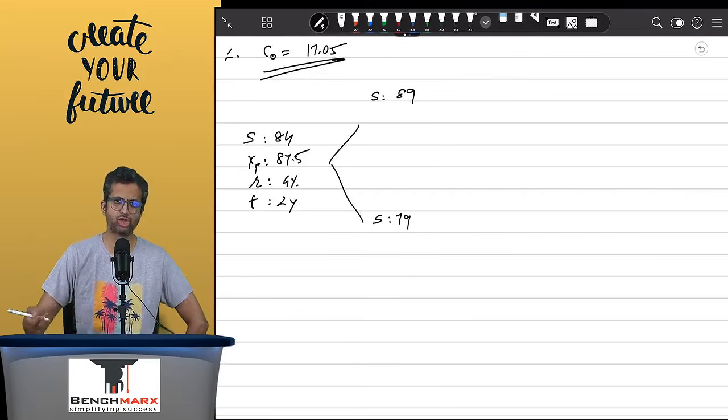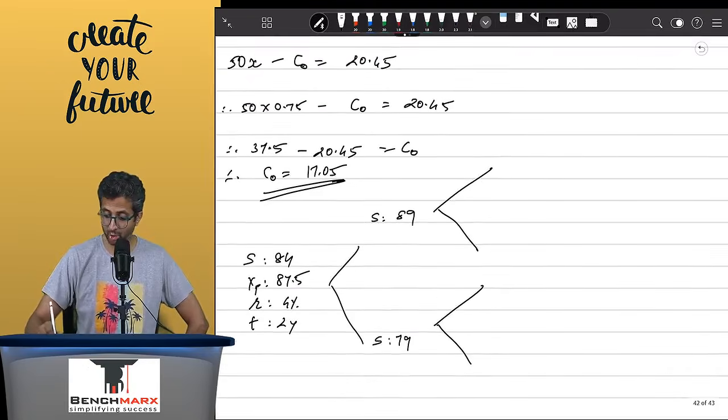Your natural temptation over here would be to find a call option value at this level. You will not do that. In fact, you will go further and say that going forward, the spot price may further go up from 89 to 94, or can go down from 89 to 84.